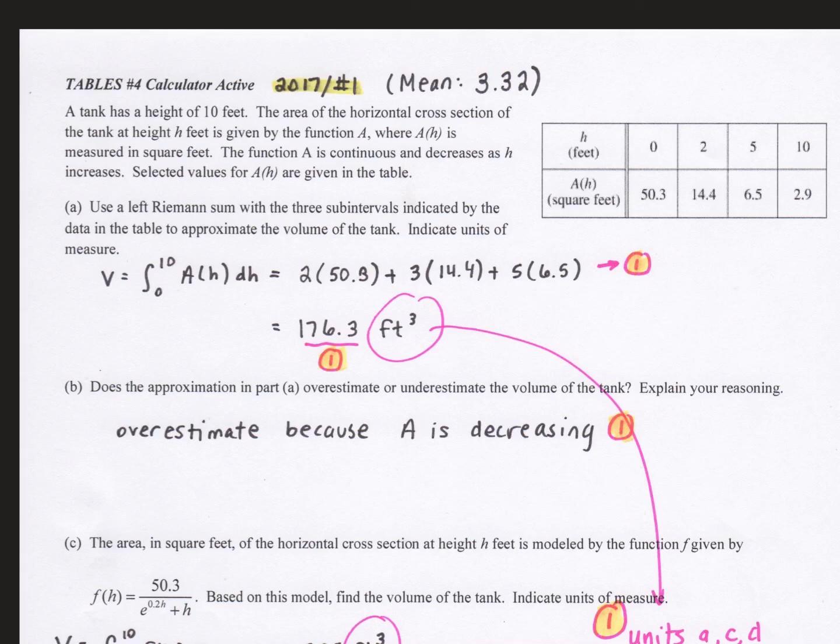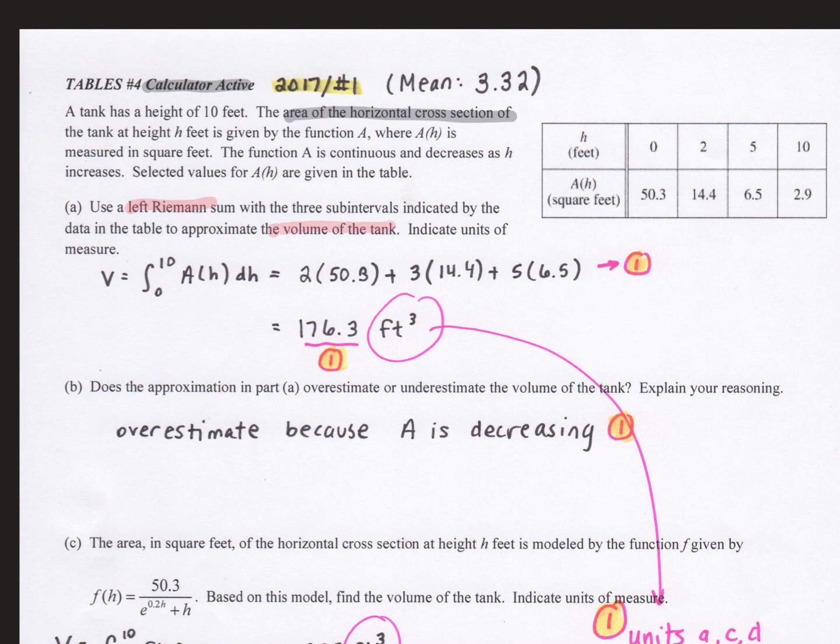Table number 4 is from the 2017 exam. It is a calculator active question, and I am given a table of values that represent the area of a horizontal cross-section. This question will give us a nice review of that area volume unit that we just did. In part A, I'm asked to use a left Riemann sum in order to find the volume of the tank.